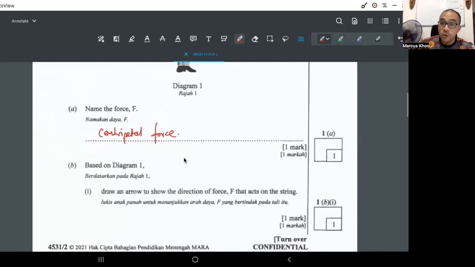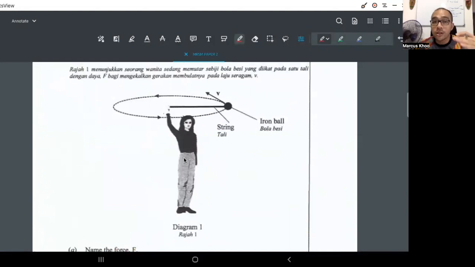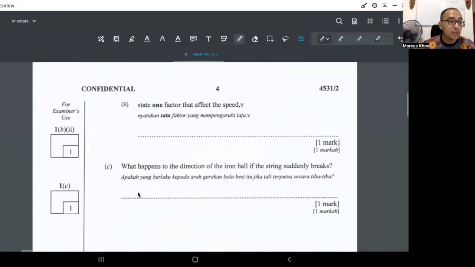Draw an arrow to show the direction of the force that acts on the string. The direction of the centripetal force is always towards the center. Okay, and I'm going to label this as F lah, F to show the direction of the force. Okay, all right. Next, state one factor that affects the speed V.